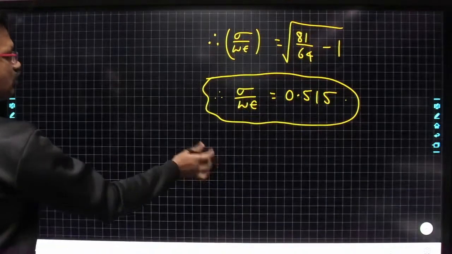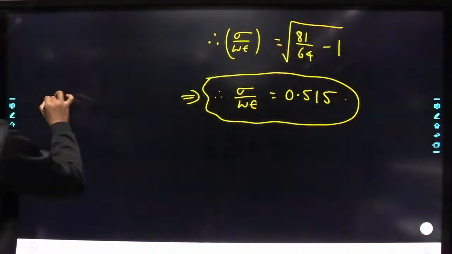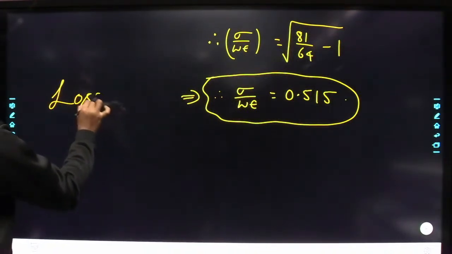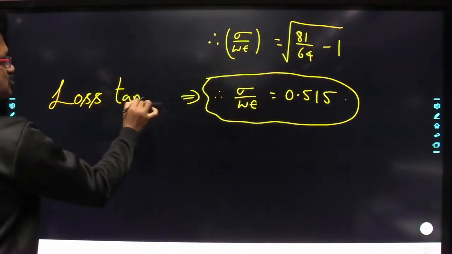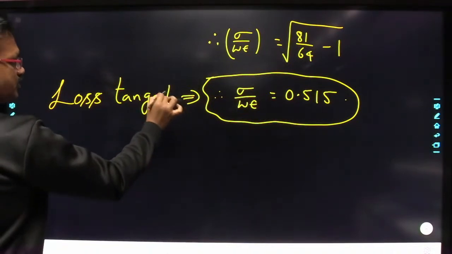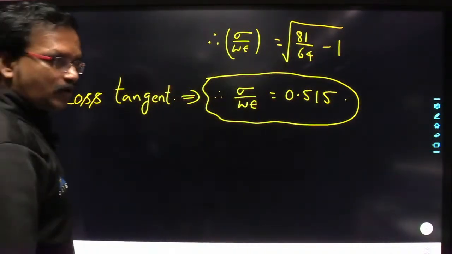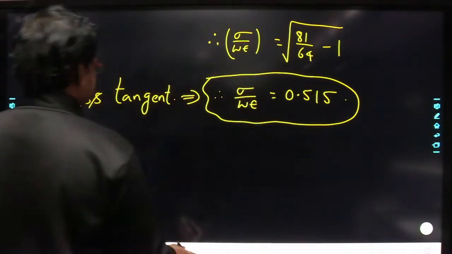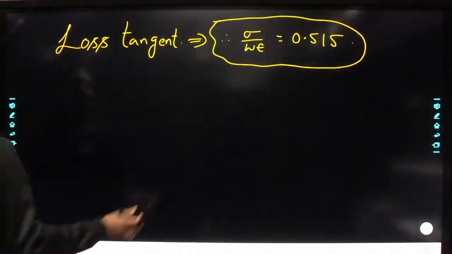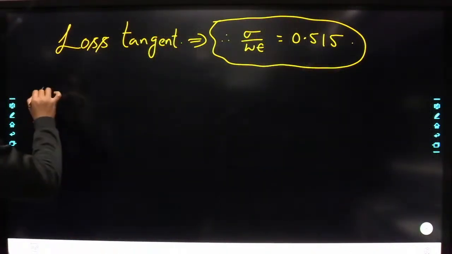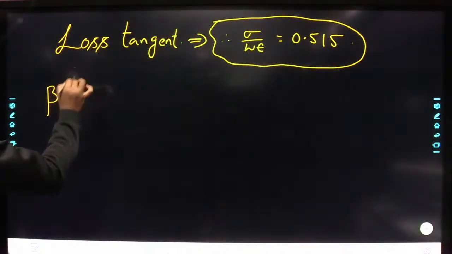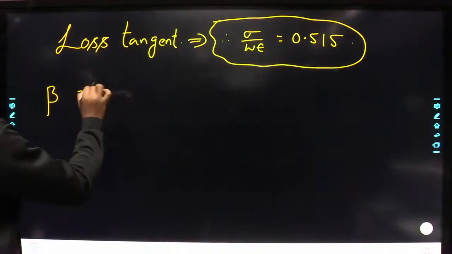So this is the value of loss tangent here. So this is nothing but loss tangent. So we have determined loss tangent value, right? Okay. So once we have determined loss tangent value, then we can determine what? Beta value. So they ask you to determine what? Beta value. So beta for lossy dielectric is nothing but what?